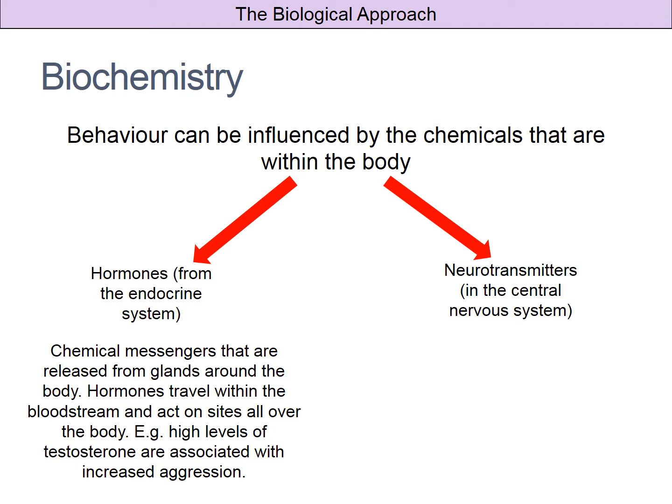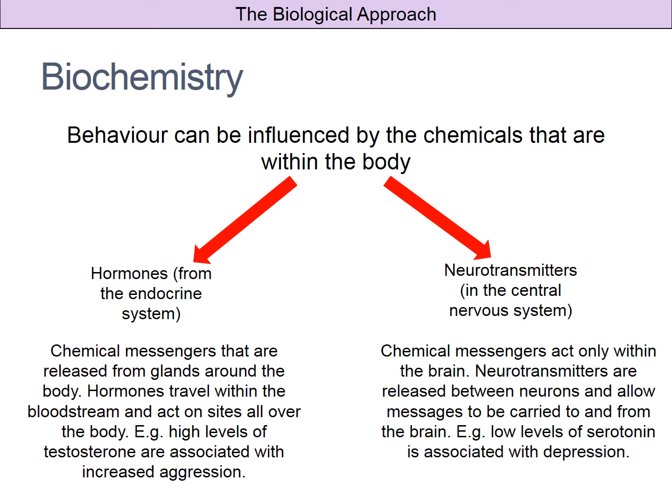Neurotransmitters don't work all over the body. So neurotransmitters only act within the central nervous system or within the brain, and they are released between neurons, and they help to carry messages. So neurons are the body's way of sending messages about what's happening in the outside world, taking it to the brain so that information can be processed, and neurotransmitters are part of that. So they will carry messages to and from the brain. Serotonin is one example of a neurotransmitter. It's implicated in lots of different behaviours, one of them being depression, where low levels of serotonin are associated with depression.